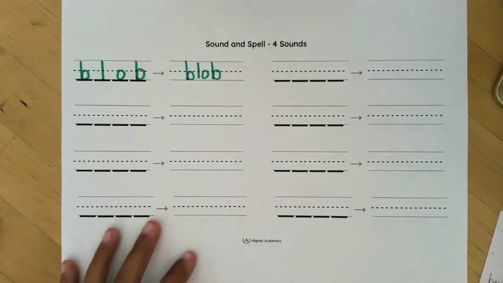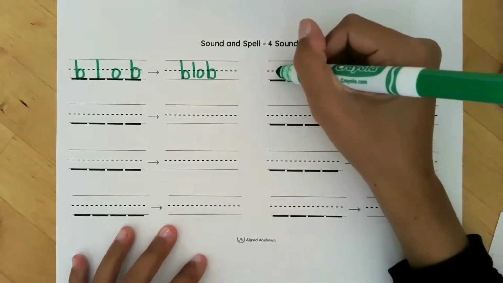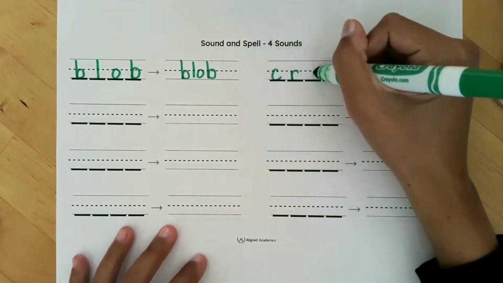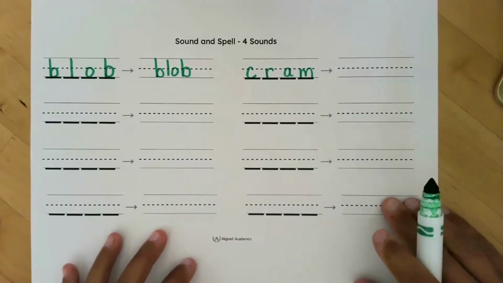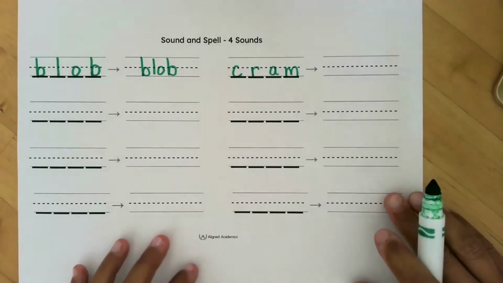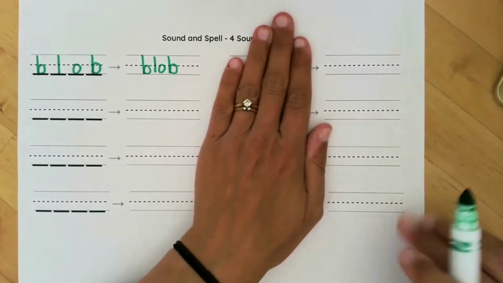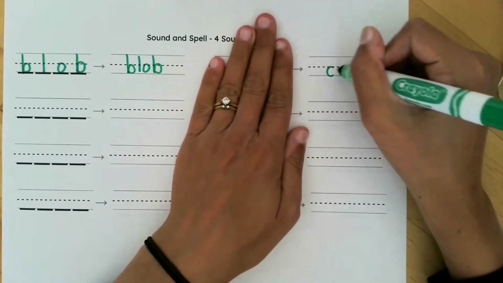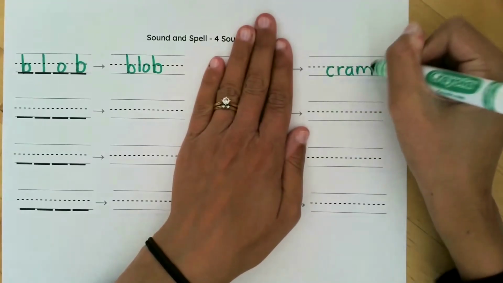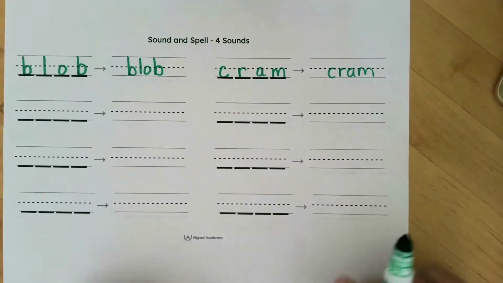So maybe next I wanted them to spell the word cram, right? So then they would go cram. Right? They're segmenting each sound as they go along. Now, if they're a little bit more advanced and I think that they can handle it, I might ask them to cover up what they just spelled and then write it again from memory, and then they would check their work to make sure that it looks like it did originally.